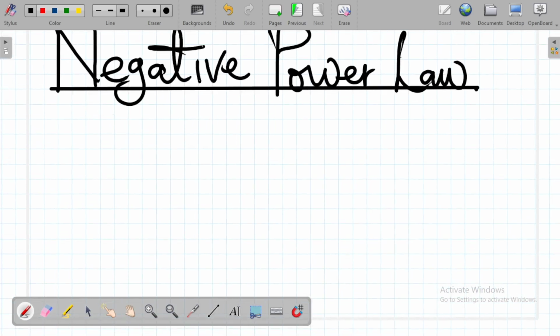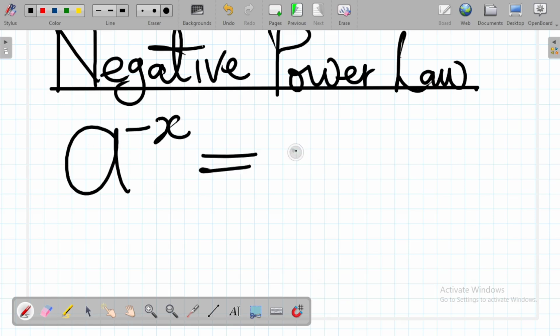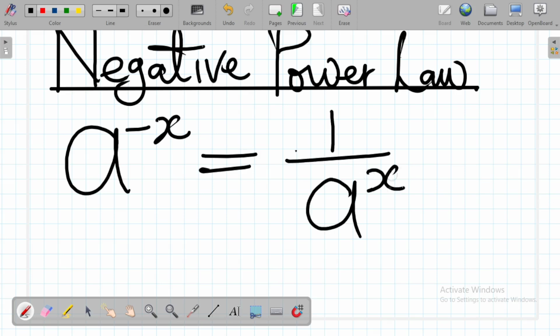A base raised to a negative power or index is simply equal to the reciprocal or inverse of the base raised to the positive form of the index. So if we are given a raised to power minus x, a raised to power minus x is equal to the reciprocal of a raised to power the positive form of x. So the reciprocal of a is 1 all over a, and then raised to power x. Here x is minus, so x becomes plus.